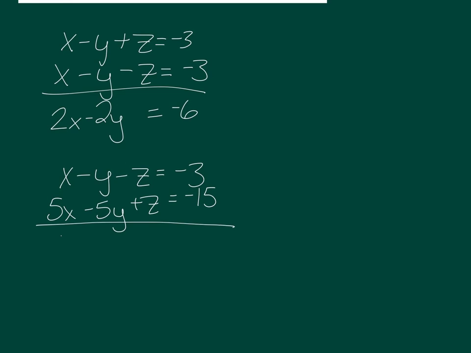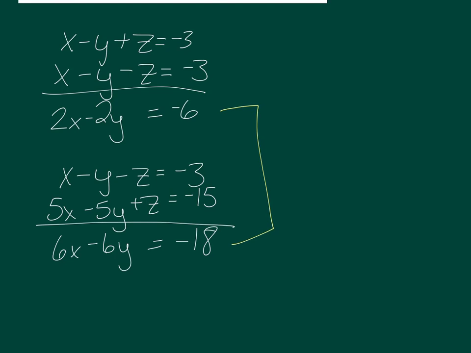My new equation is going to read 6x minus 6y. The z's cancel, and 15 and 3 give me -18. Now, if I look at this, when I go to combine my new equation 1 with my new equation 2, here's what it looks like.